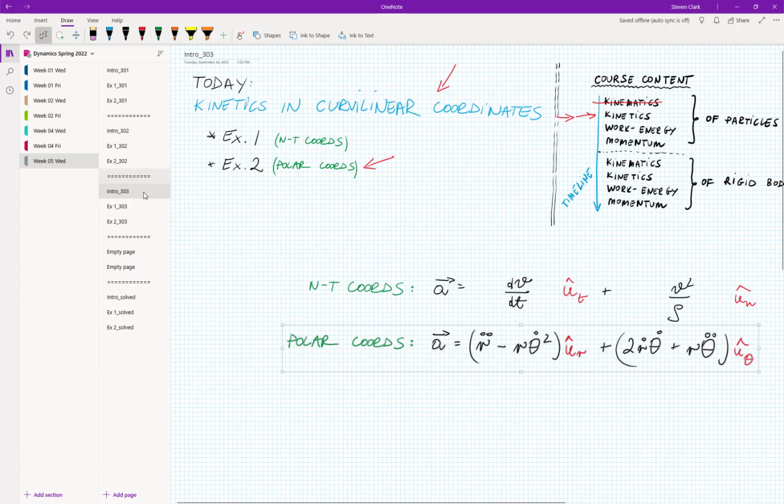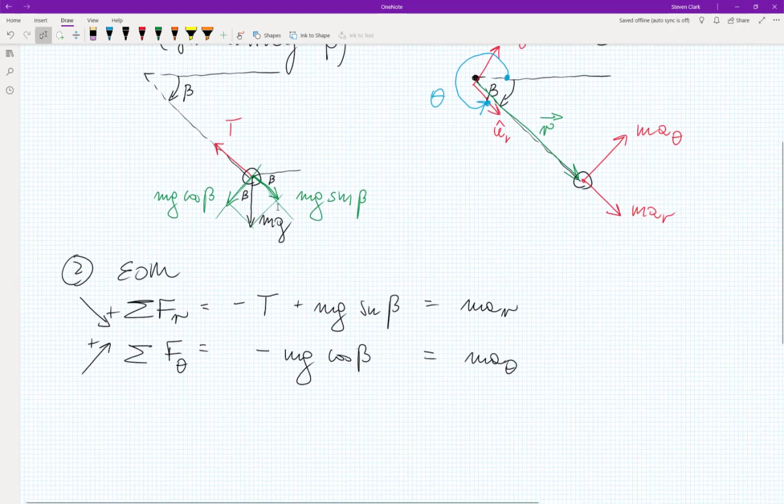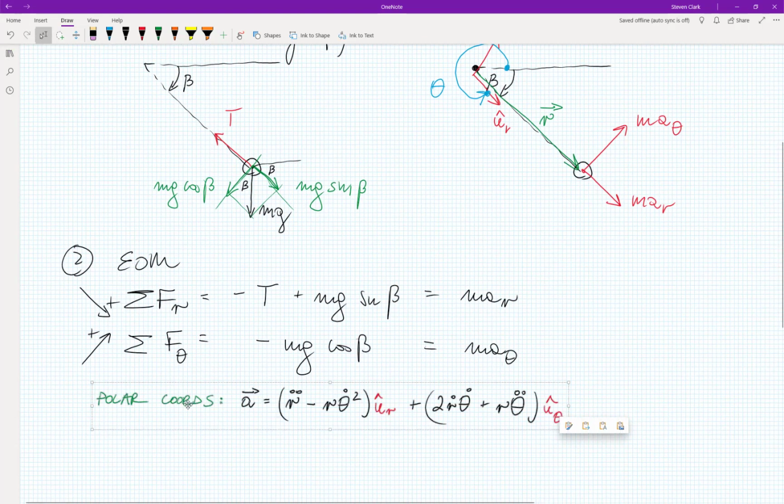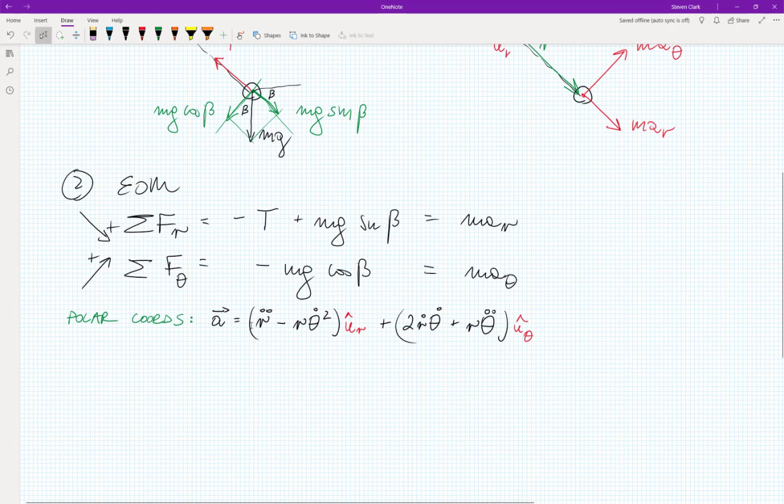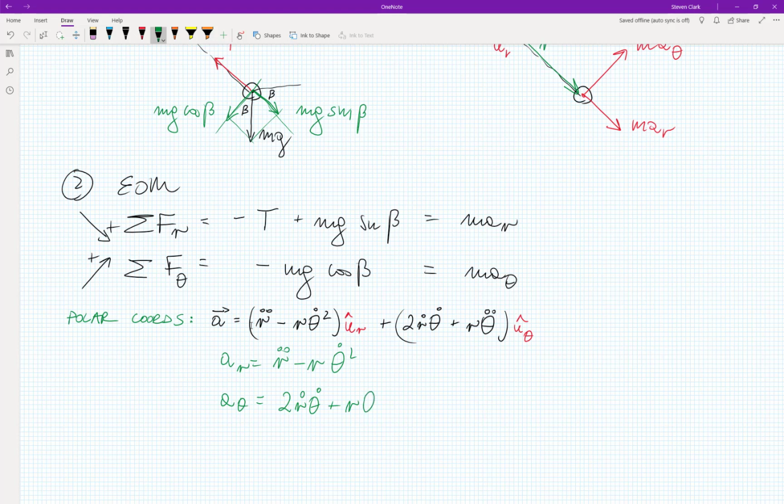Because this time we're going to use these ones to express our accelerations. Okay, so our A_r is equal to r double dot minus r theta dot squared, and our A theta, sorry guys, is r theta double dot plus 2 r dot theta dot.